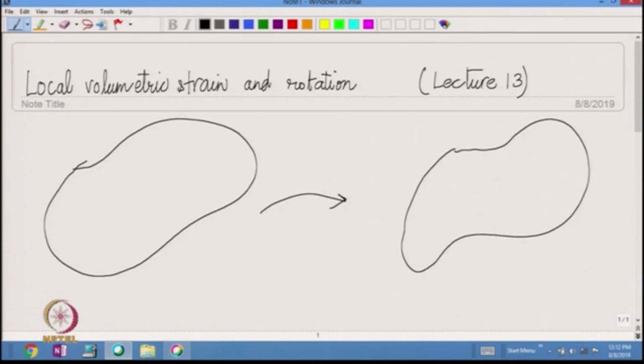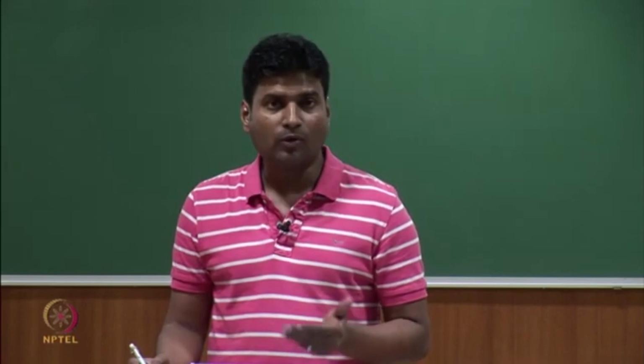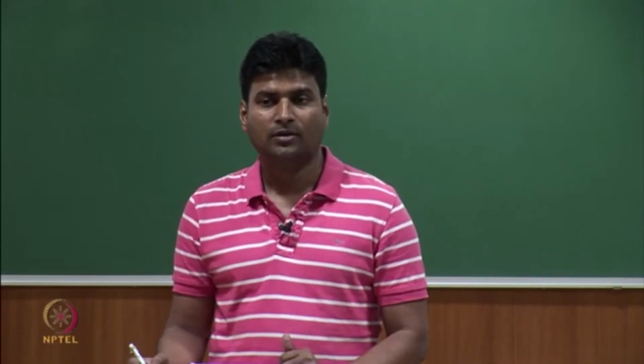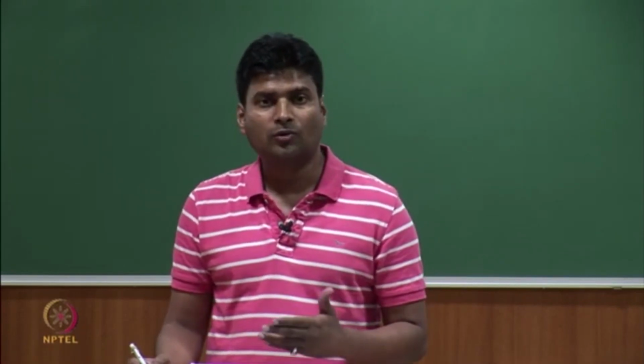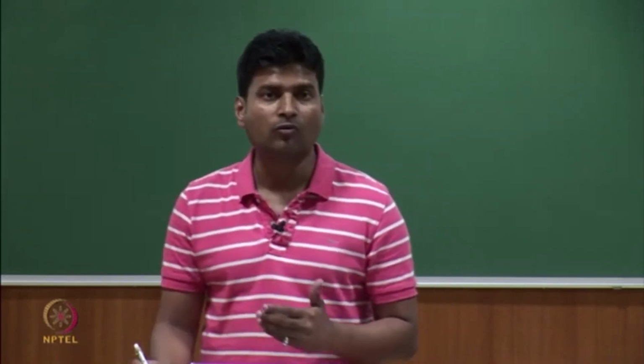Then as the body deforms, the total volume of the body of course changes, but locally also the volume changes, which means if you take a small part of the body and track its volume change, then you will see that that is also changing, and in different parts the volume change would be different. Therefore, we talk of local volumetric strain, and later on I will talk about the meaning of local rotation. Okay. So, let us begin with local volumetric strain.